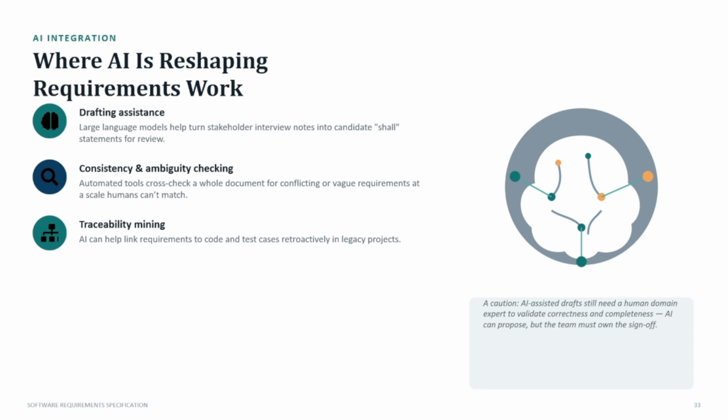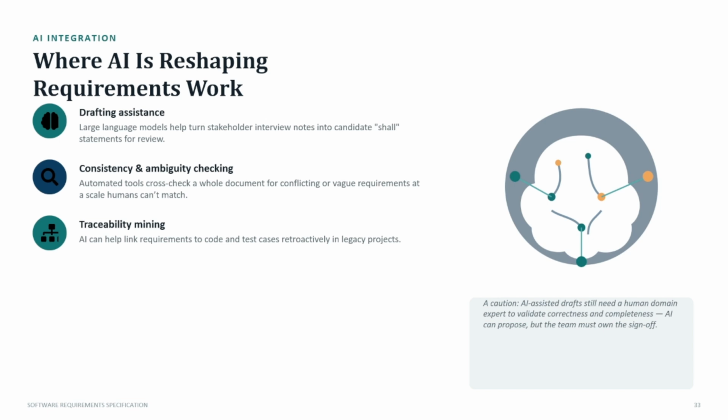Then where AI is reshaping requirements work: a drafting assistant. An LLM helps as an assistant, because humans sometimes will make some mistakes. The LLM will help us make it fast, because this is very time consuming. And consistency and ambiguity checks: it helps in keeping the file consistent, and it helps check the grammar, that it is not meaning something else. It's clearly mentioning what is meant.